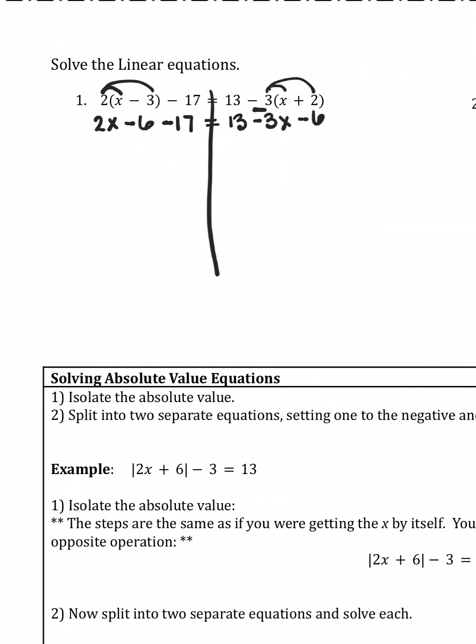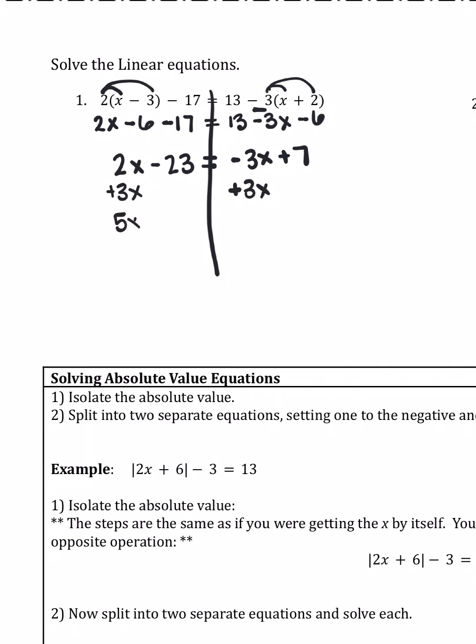So I have negative 6 minus 17 that I'm gonna go ahead and put together, and I'm gonna get negative 23. So I'm gonna have 2x minus 23 on this side. And then I have 13 minus 6 on that side that I'm gonna put together. So I have negative 3x plus 7. So now we're just gonna get our x's to one side and our numbers to the other. So I'm gonna move this negative 3x to the other side by adding it.